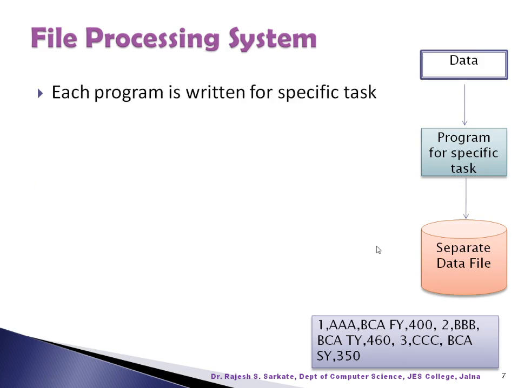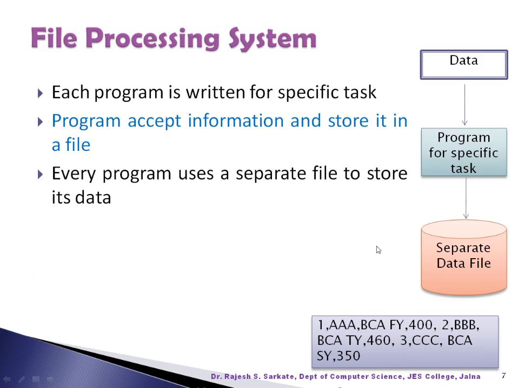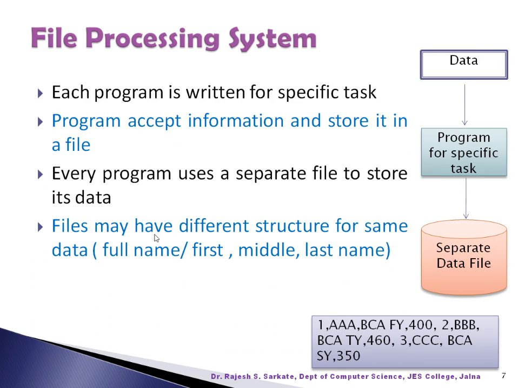So that was the problem: if you are using a file processing system, a separate file was used for every program, and this file may have a different structure for the same data. For example, name. Some program may use one variable to store the full name of the student. Another program may use three different variables to store the name of the student. It may have a separate first name field, a separate middle name field, and a separate last name field. So for the same information, student name, one is using a full name variable and another is using three different variables to store that name. So same data but different structure may be present in different file processing.